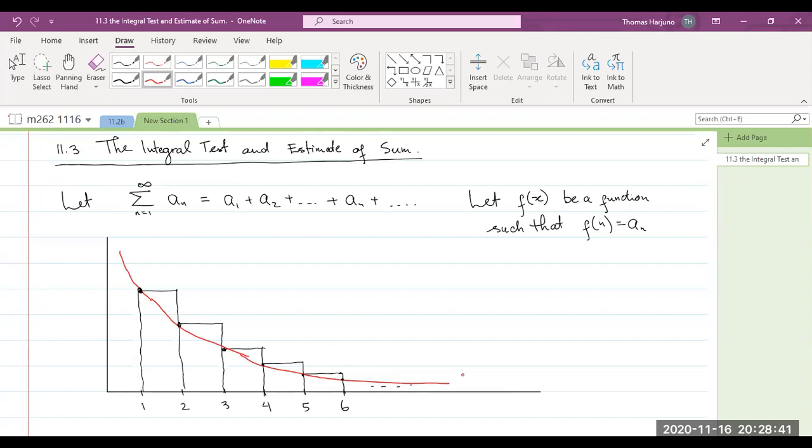Now notice that the area under the curve f(x), the integral from 1 to infinity of f(x) dx, is less than or equal to the series, the infinite series. Can you verify that pictorially?